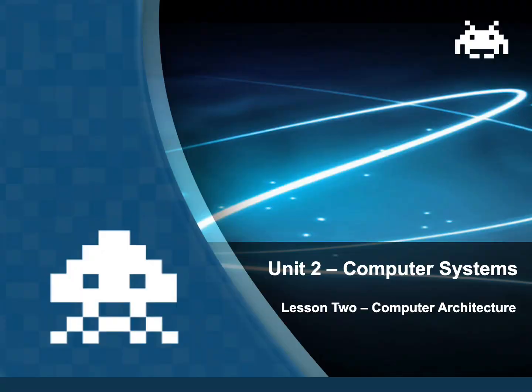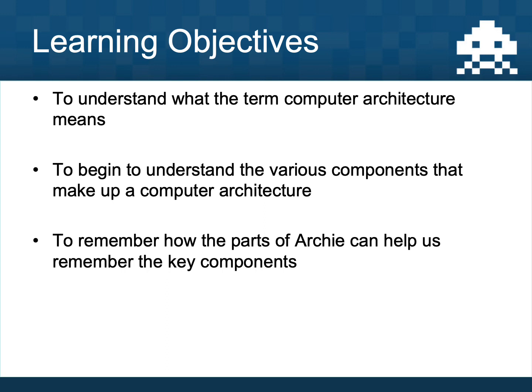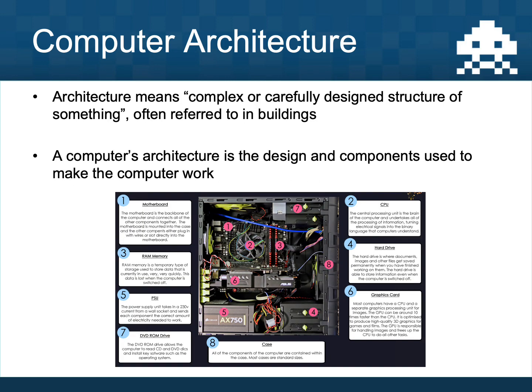So as I said, this is the second lesson in the Year 7 Computer Systems unit, and today, funnily enough, we are going to be looking at the computer architecture. By the end of this lesson, you will understand what the term computer architecture means. You'll begin to understand the various components that make up a computer architecture, and you'll better remember those using a model called Archie.